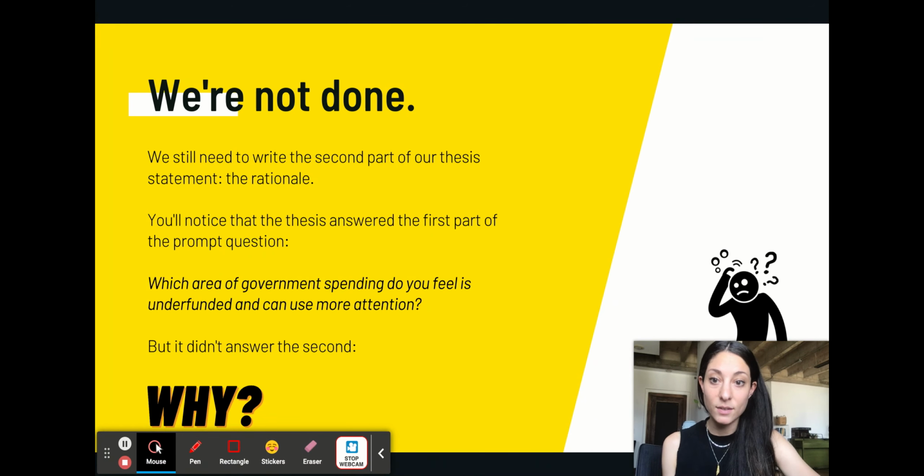But we're not done. We still need to write the second part of our thesis statement, which is called the rationale. You notice that the thesis statement answered the first question, or the claim answered the first part of the question, which area of government spending do you feel is underfunded and can use more attention? But it didn't answer the second, which is why. And we always want to include our why with our thesis statement. Again, that is called the rationale.